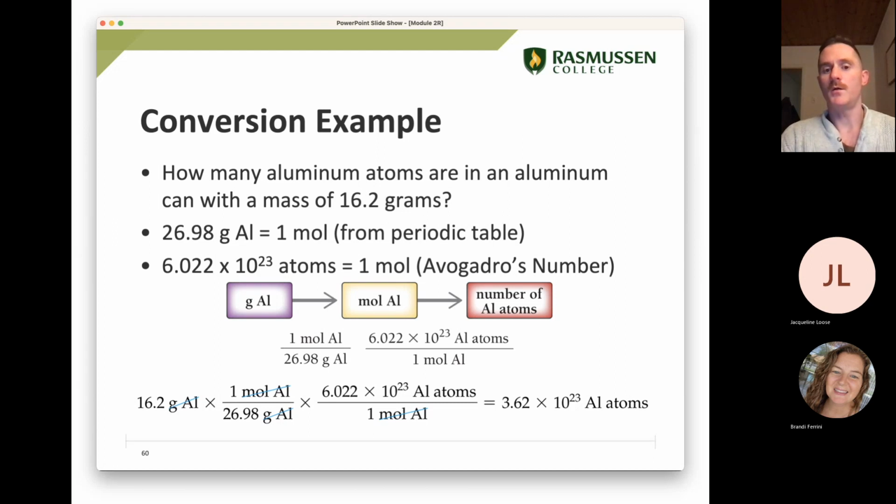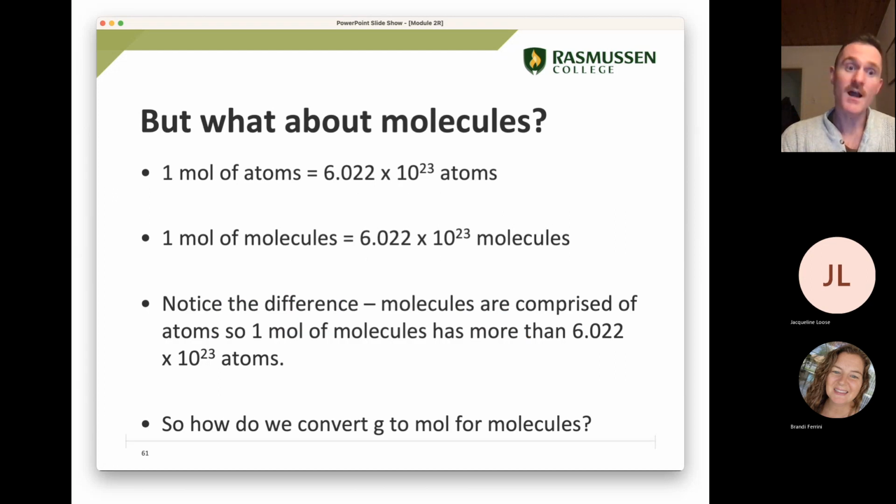So again, 2-part problem. Don't forget to go through the moles here. You have to. It's the link between mass and the number of atoms or molecules. Let's say, what about molecules? So 1 mole of atoms equals 6.02 times 10 to the 23 atoms. Cool.